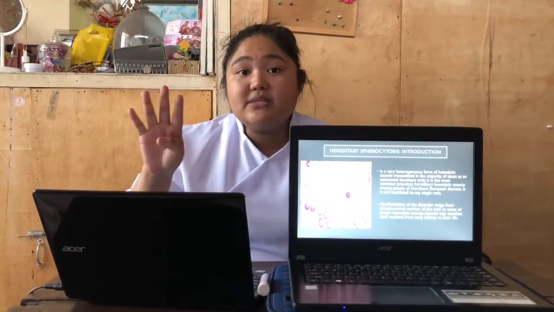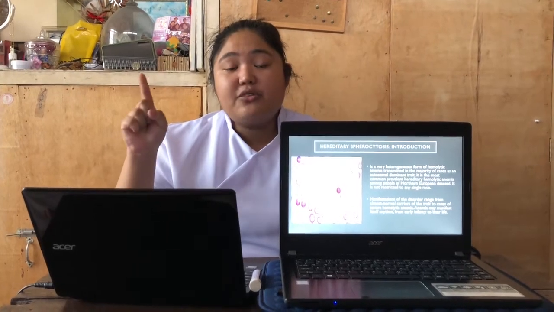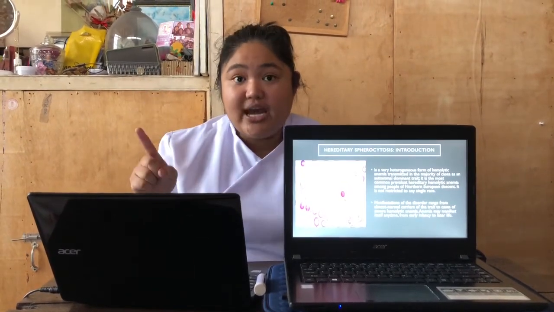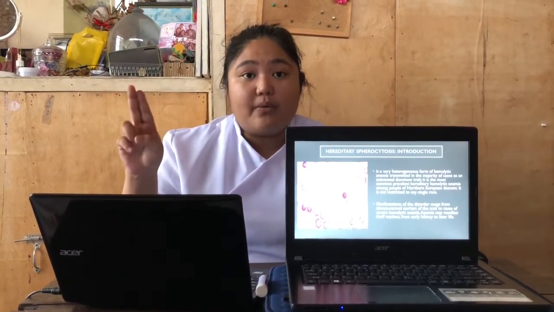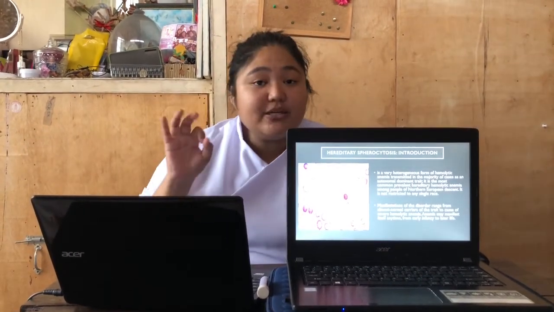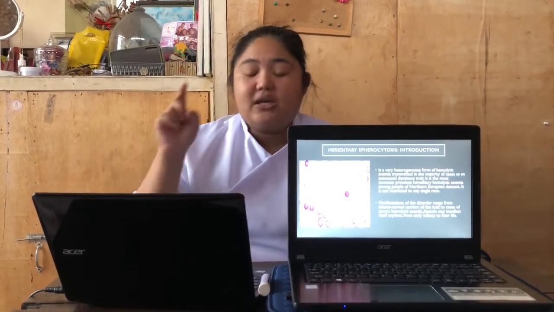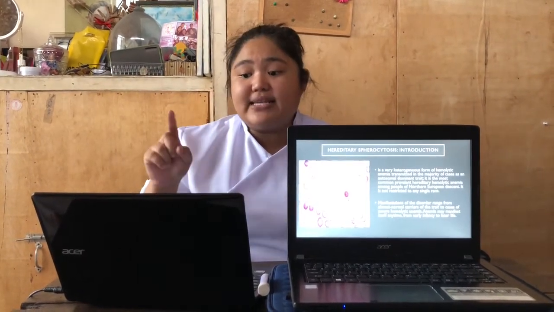There are four forms of hereditary spherocytosis. Mild form, 20 to 30% of people with HS. Moderate form, 60 to 70% of people with HS. 10% have moderate or severe form. And 3 to 5% have severe form.